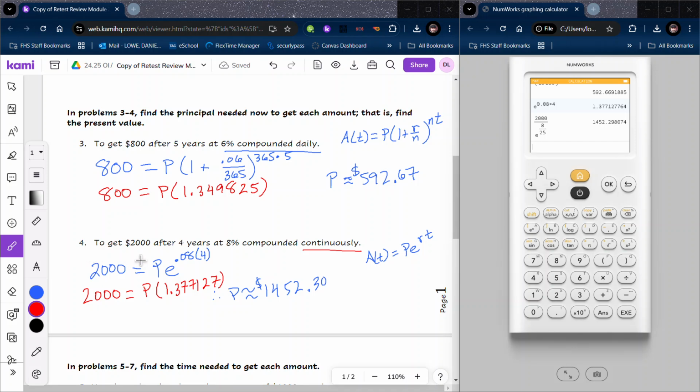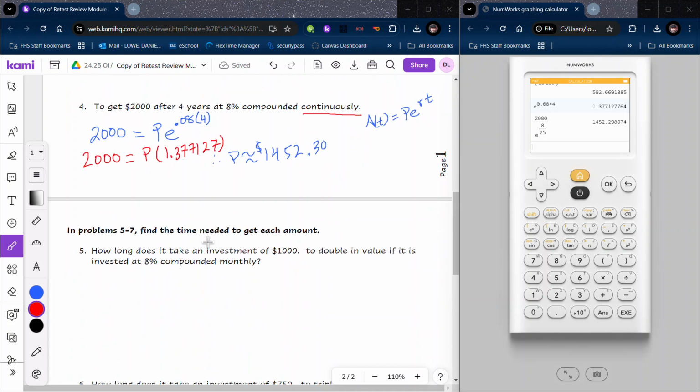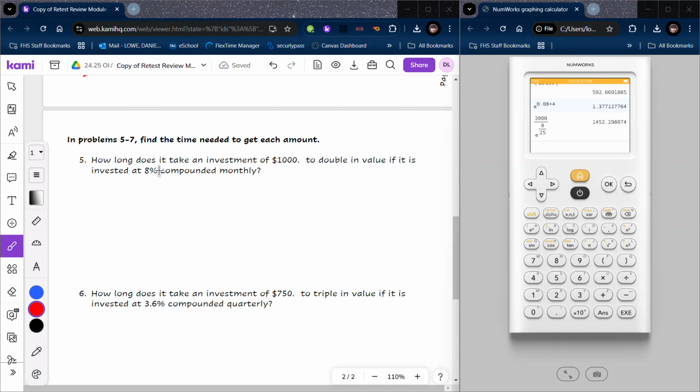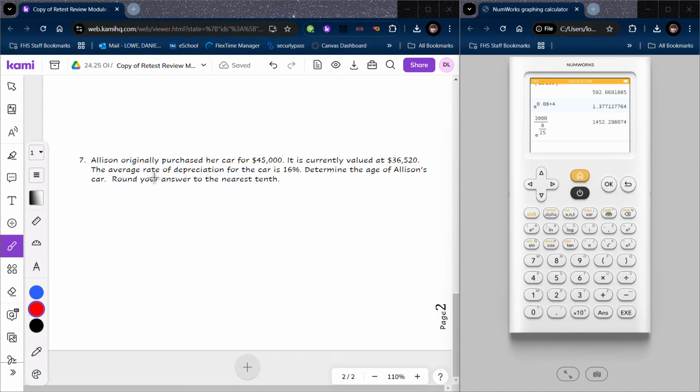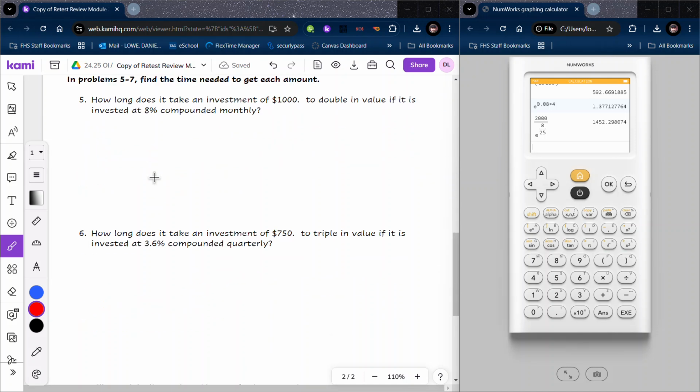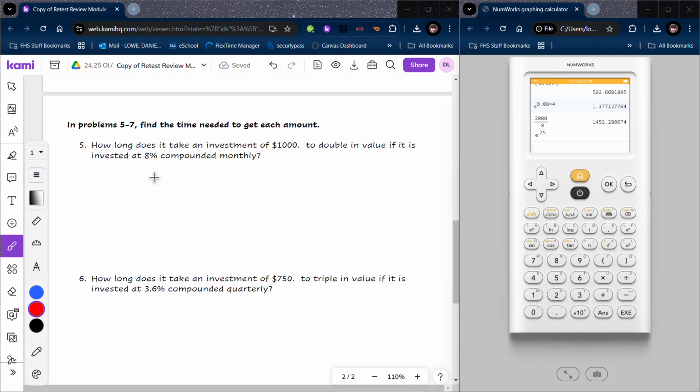Okay, continuing with our review. How long does it take an investment of $1,000 to double in value if it is invested at 8% compounded monthly? Well, let's look at this work. Okay, so we have $1,000 that needs to double.